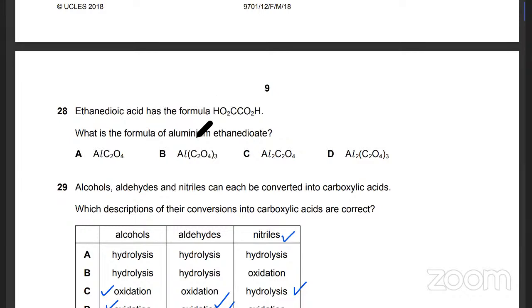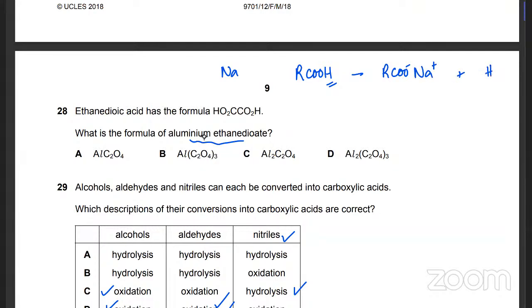Ethane dioic acid has this formula. What is the formula of aluminium ethane dioate? So remember how salts are produced, like the acid-base reactions of carboxylic acids. Whenever you have a reaction, whether with Na or NaOH or Na2CO3 carbonates, the salt is always produced when the carboxylic acid loses its H and it gets replaced by the metal ion.